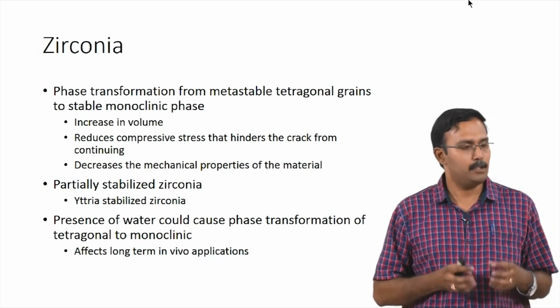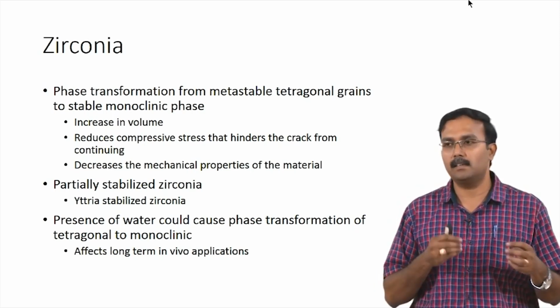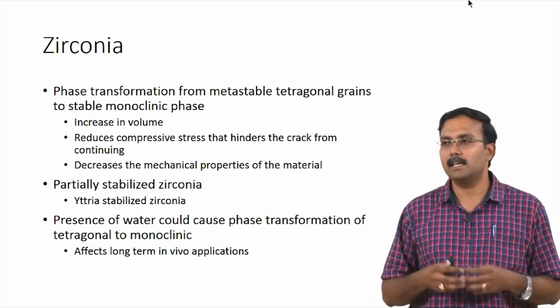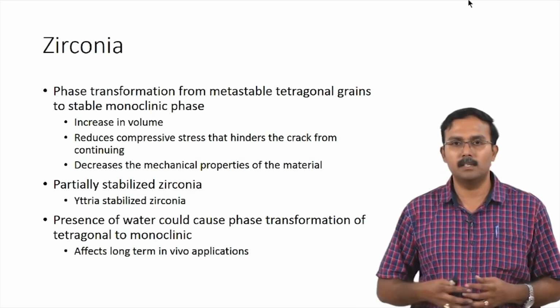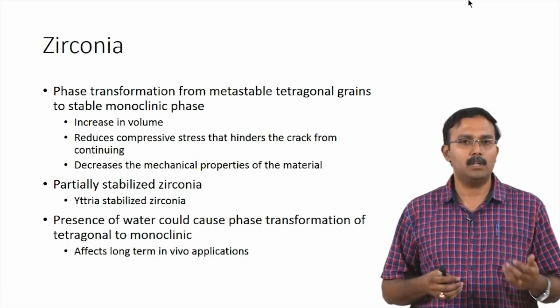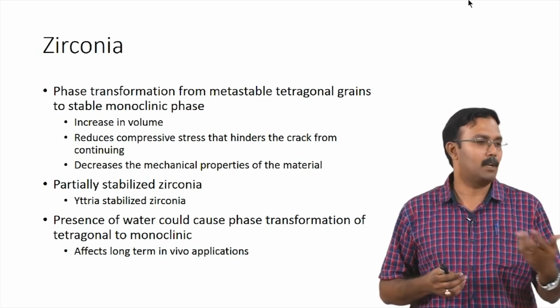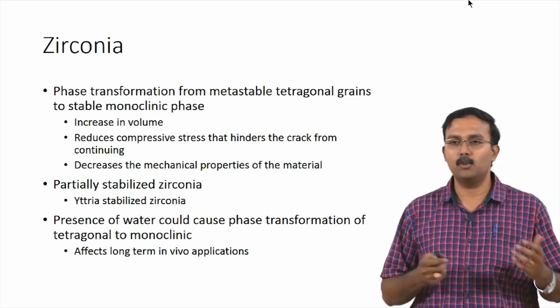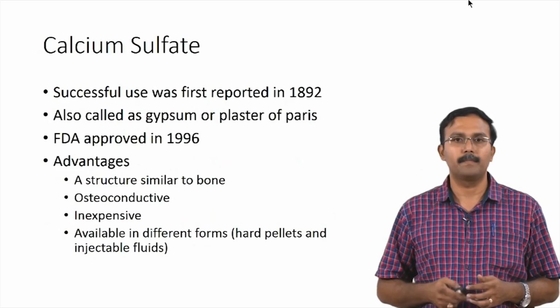So, people have tried to use partially stabilized zirconia, where yttria is doped along with zirconia and tried to use it as a stable variant of this zirconia ceramic. Presence of water can actually cause the phase transformation to happen more rapidly. This affects its in vivo applications. So, because of this, alumina has been used more extensively compared to zirconia.